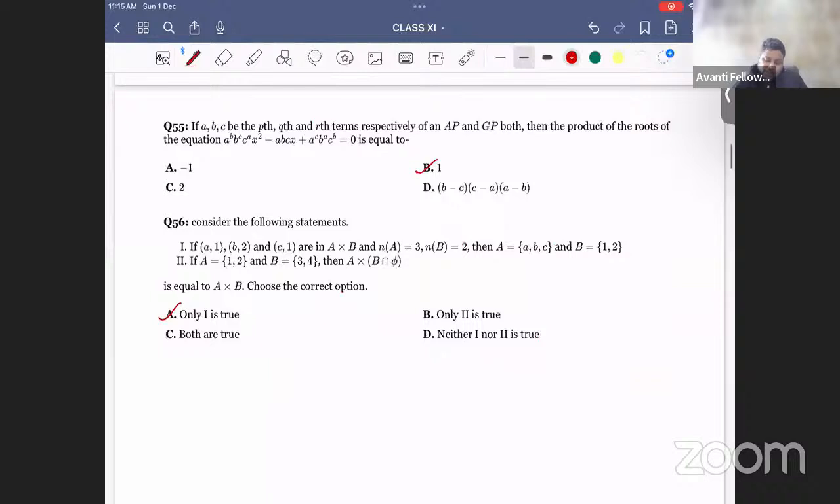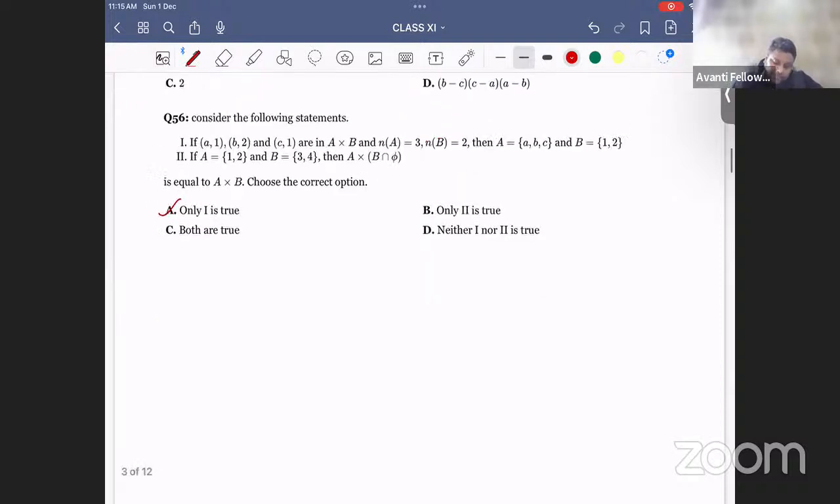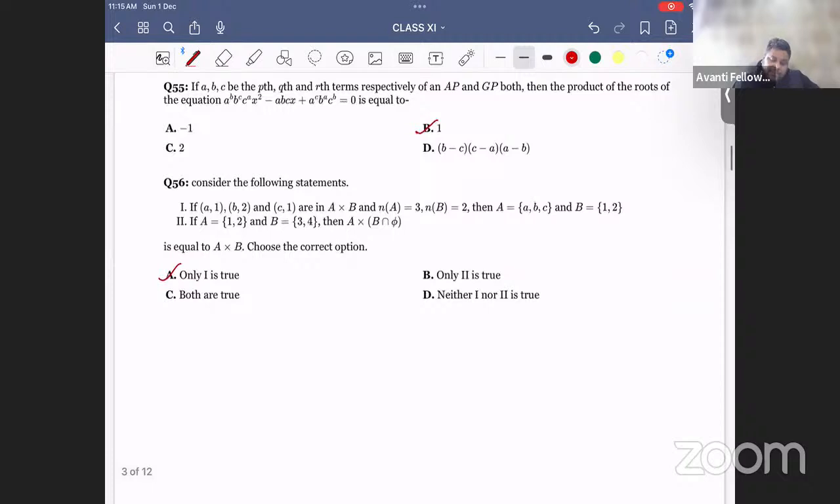Next. If A, B, C be the pth, qth, rth terms respectively of an AP and GP both, then the product of the roots of this equation a to the power b, b to the power c, c to the power a, and so on. A, B, C are pth, qth, rth terms of an AP. So A is what? That is a plus (p minus 1) into d. B is what? a plus (q minus 1) into d. And C is what? a plus (r minus 1) into d. Am I correct?